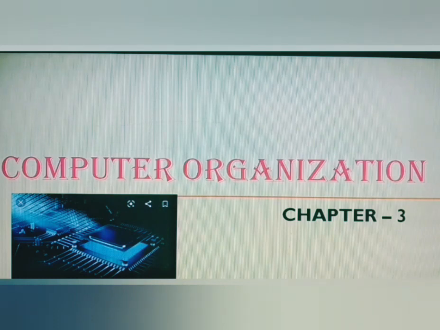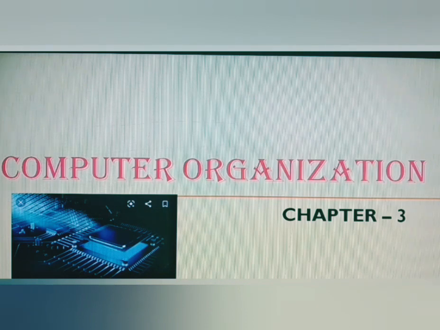Students, by now we are going to see chapter 3, that is computer organization. So before entering into today's topic, we can have a glance over the topic that you have learnt early. So previously, which chapter have you completed? Yes, you have completed chapter 1, that is introduction to computers.